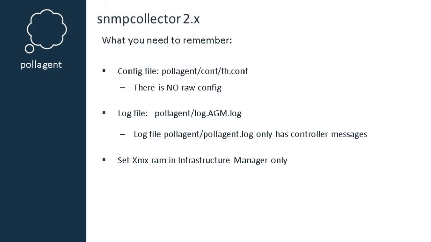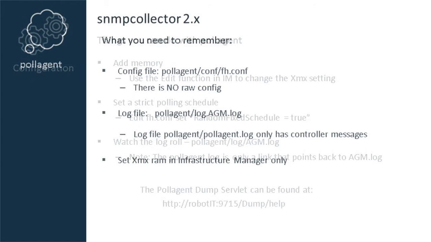The log file can be found in the log directory, and is called agm.log. However, note that there is also a pollagent.log file, but it links back to this file. Also be aware that memory in pollagent is not treated the same as with most Java probes and should be configured using Infrastructure Manager only.